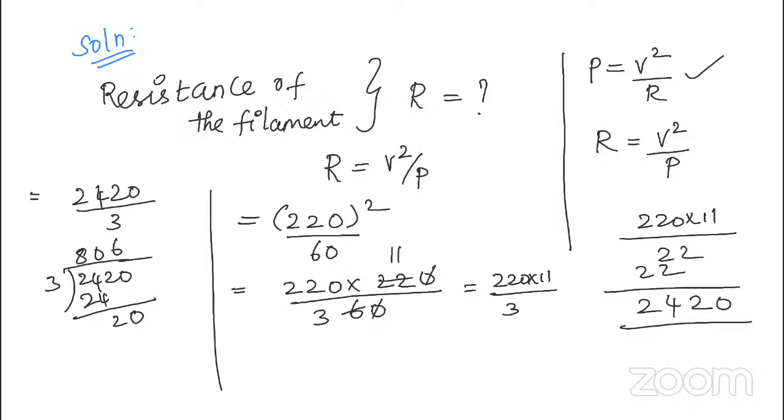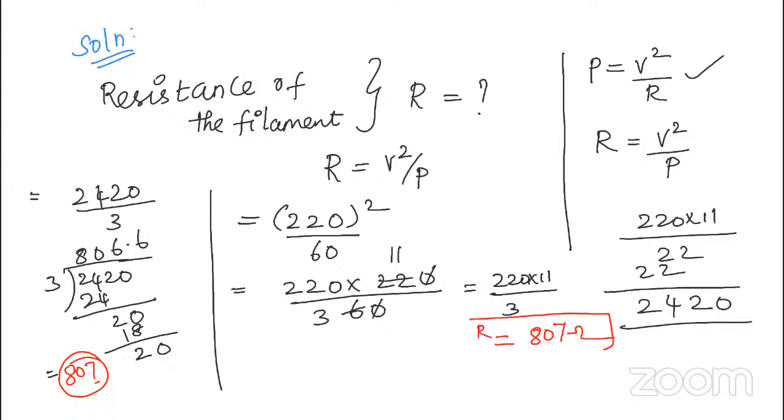So 18. Okay, here remaining 2, 0. So 16, 806.6. Okay, so this is approximately we are taking 807. So the answer is 807 ohms. So this is the answer.